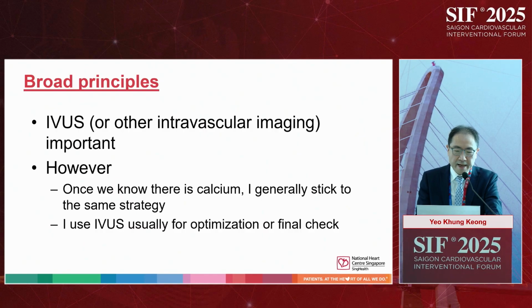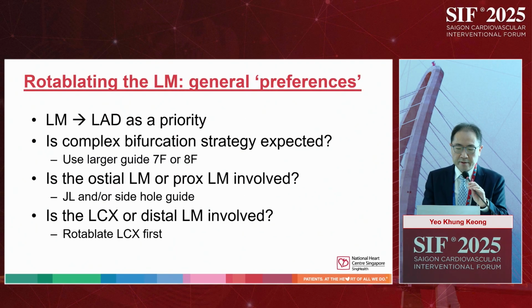Another broad principle I take into consideration is that, as you heard from our previous speakers, intravascular imaging is important. But for my practice, once I know there is calcium, I generally stick to a familiar strategy. I don't like to spend too much time imaging, except for optimization or a final check. These are some of my tips and tricks for rotablating the left main. To me, the LAD is the priority, and therefore, in general, I will preserve the LAD above anything else. Is a complex bifurcation strategy expected?